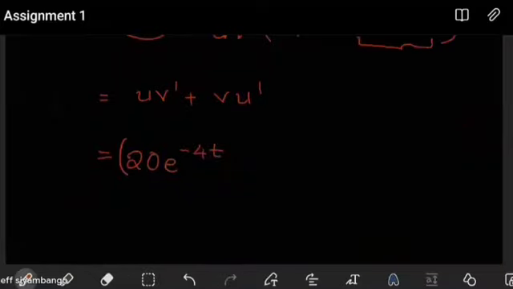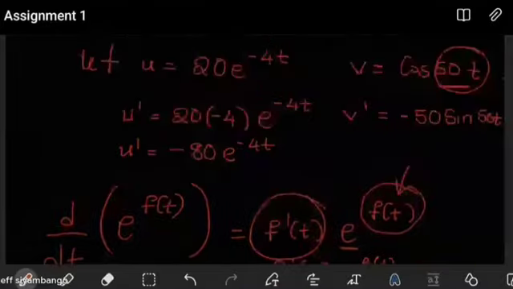Next, I have V prime. So what is my V prime? The V prime is the derivative of V, which is this one here.